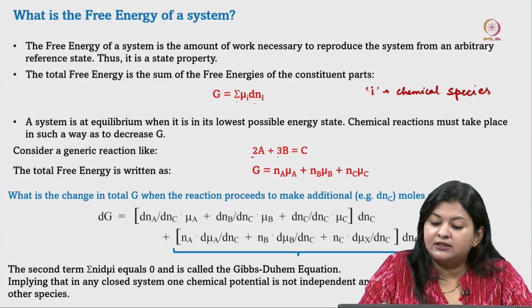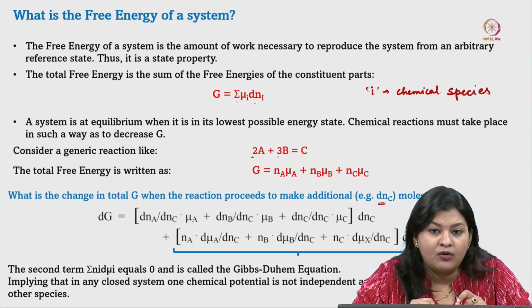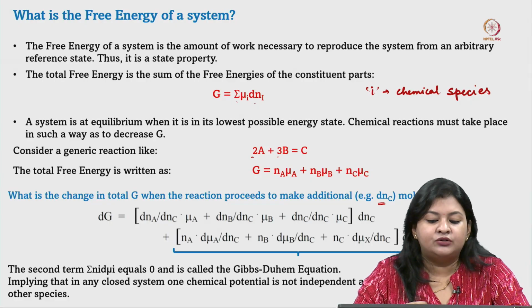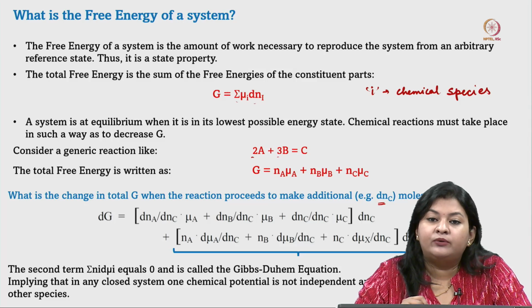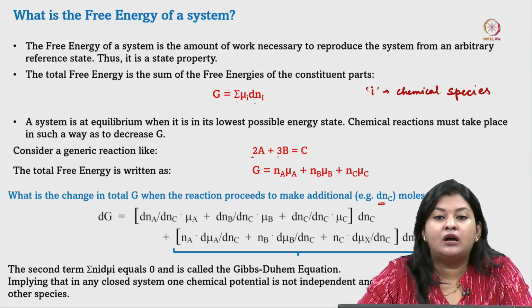Okay. So, this is a small molar change that we are going to make, and we are going to see how much the free energy is changing. To do this we are going to differentiate it. So, dG is equal to... how do you differentiate?